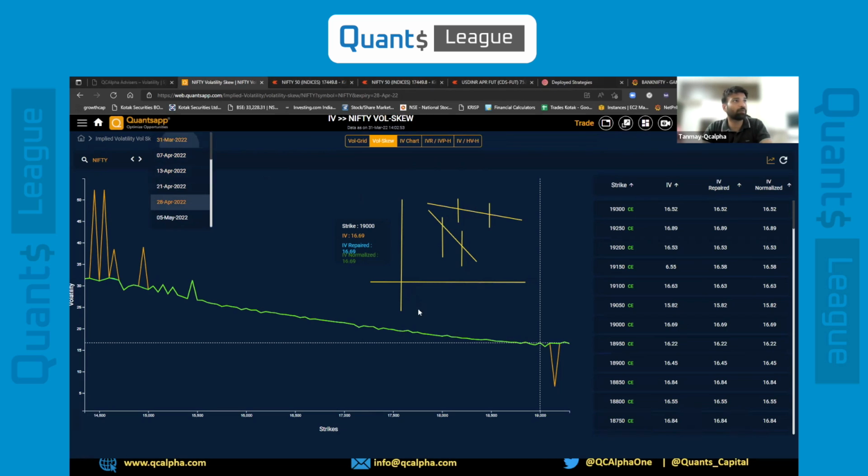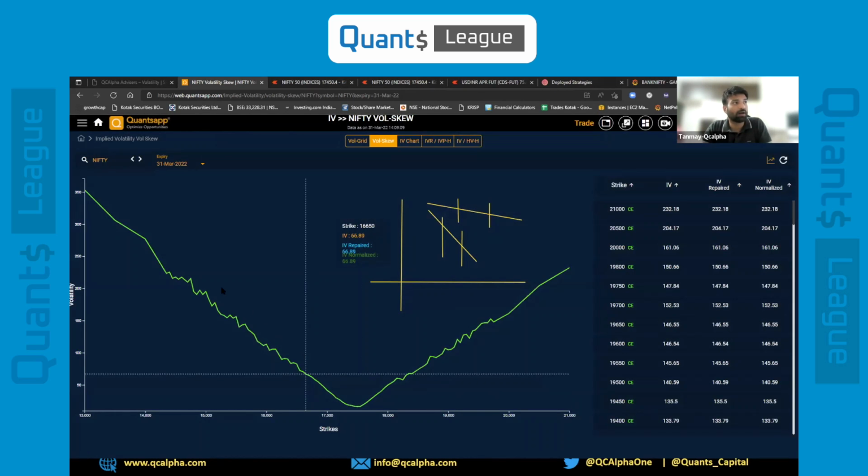Let's go back to today's. You can see a perfect smile available on today's expiry. This kind of smile will evolve typically on the expiry day. Pre-expiry, the smile wouldn't be significant enough. It will start developing, but the development would be seen exactly on an expiry day.